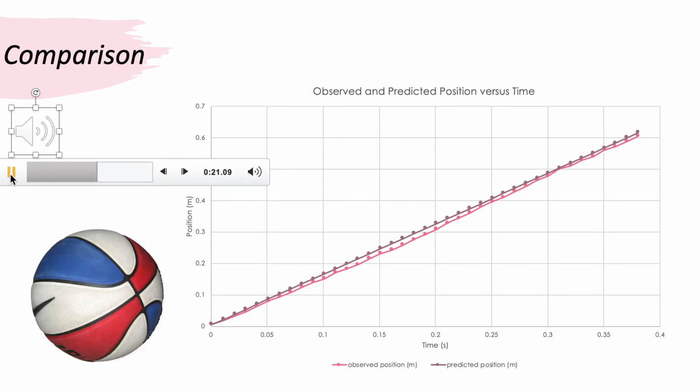The light pink line is the observed position and the purple line is the predicted position. As you can see, the lines are fairly similar, which basically means that my computational model in GlowScript pretty accurately predicted the motion of the basketball from the original video.